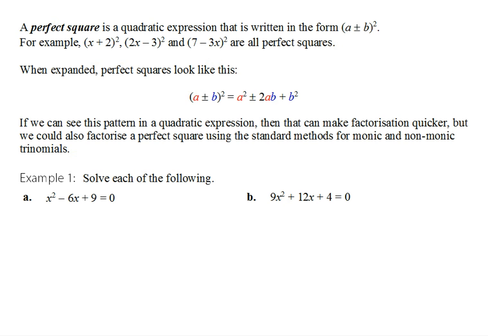Completing the square. So first we need to talk about perfect squares.